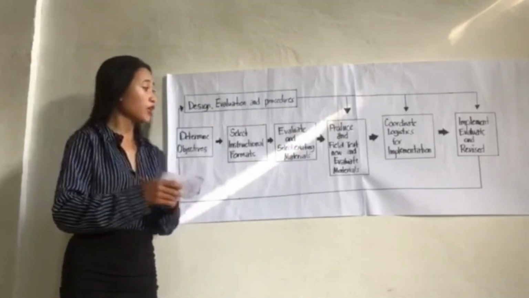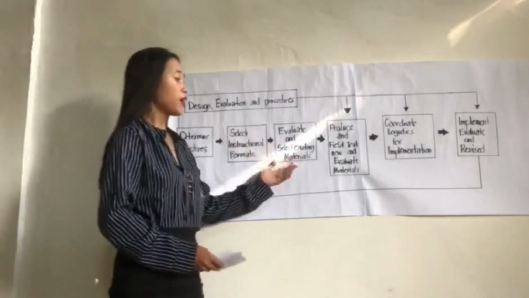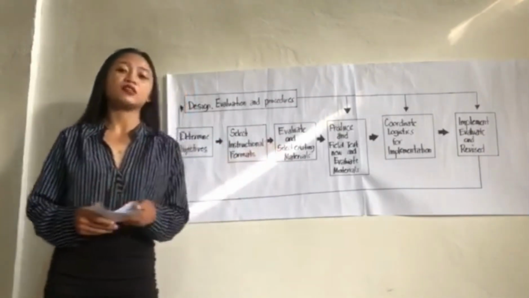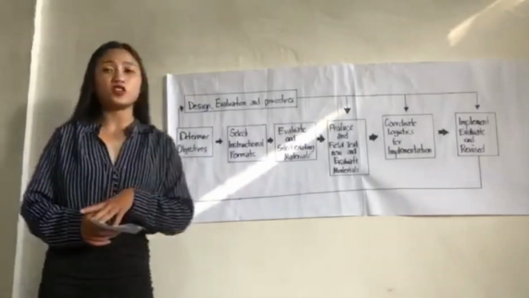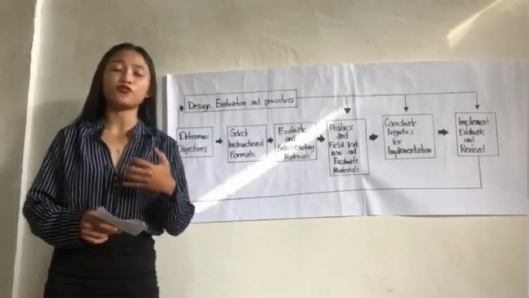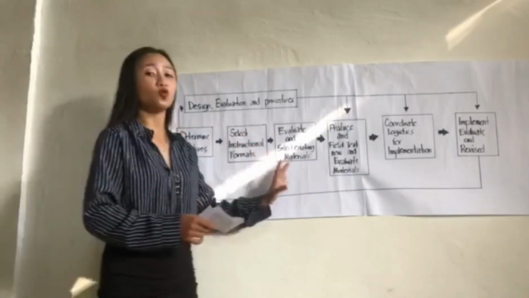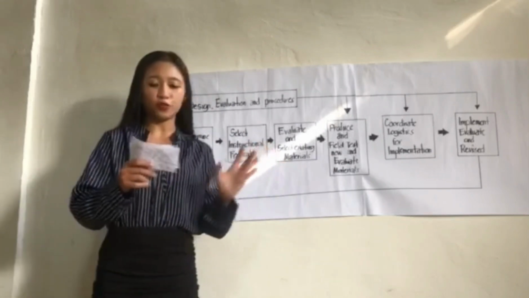The third one is evaluate and select existing materials. This third process in the design evaluation and procedures in phase 2 of the systematic design model is the crucial part in the implementation of the curriculum.